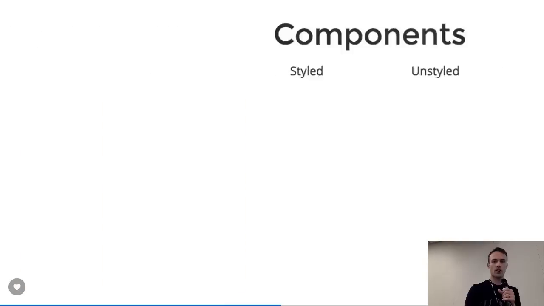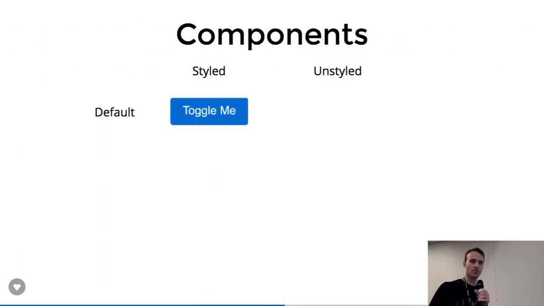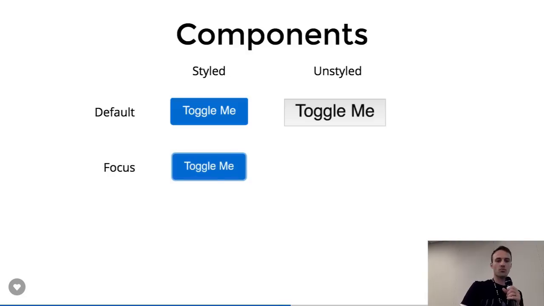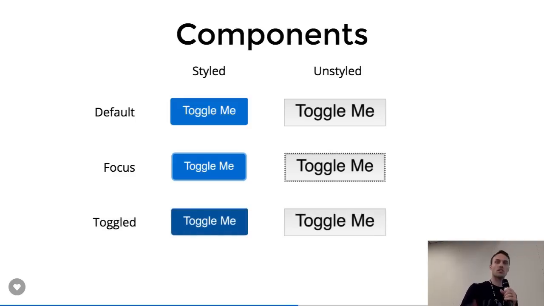So let's talk about our components again, and components in general. So we have that toggle component, and by default this is the way it looks. And if we don't have our CSS applied to it, then this is the default styling from the browser. So that's okay. If we have focus, we get some focus showing here. But then if it's in the toggled state, without the CSS, it's impossible to know whether it's toggled.